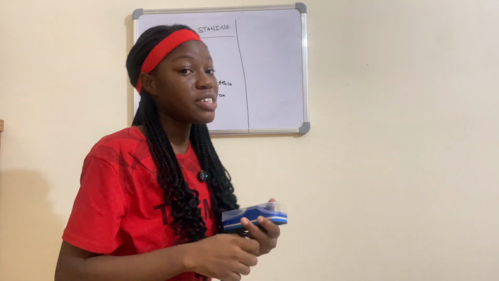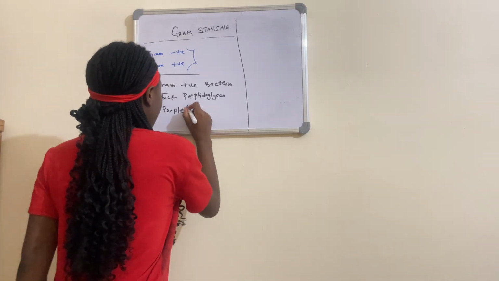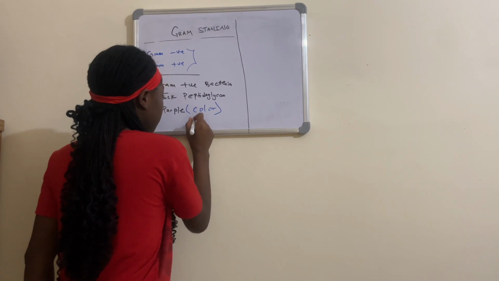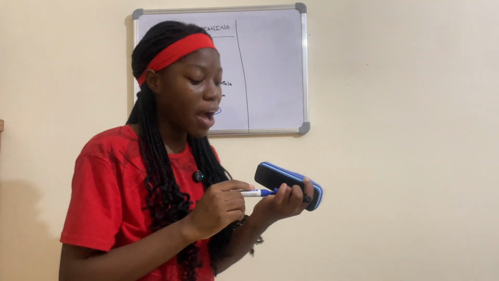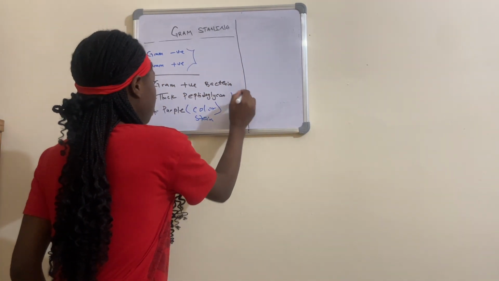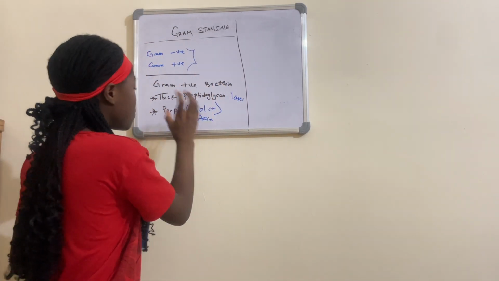So firstly, they have a thick peptidoglycan layer. So when they are stained with the gram stain, they retain a purple color. Remember this. This is very important. They have a purple color after staining. After they are stained, they will retain a purple color because they have a thick peptidoglycan layer. This is one of the unique features of gram-positive bacteria.